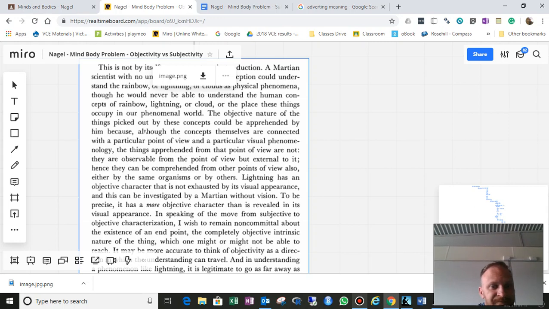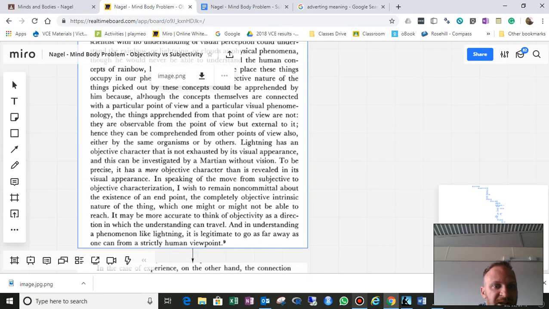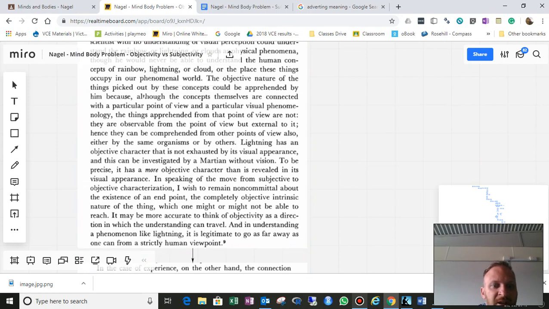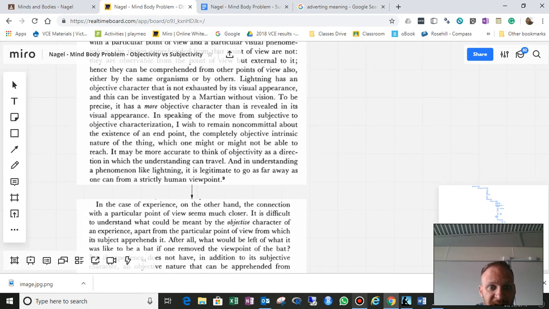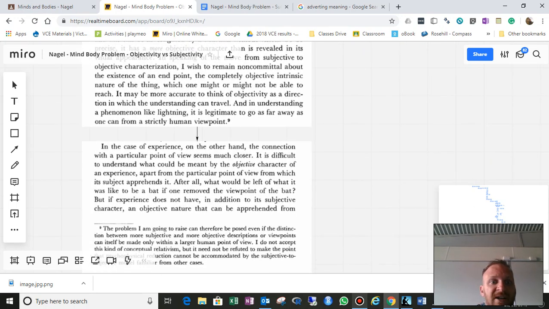In speaking of the move from subjective to objective characterization, I wish to remain non-committal about the existence of an endpoint, the completely objective intrinsic nature of the thing which one might or might not be able to reach. It may be more accurate to think of objectivity as a direction in which the understanding can travel. I go to one side of the pole to understand a phenomenon, and I can find that this phenomenon can be explained easily using objective language and objective accounts. And in understanding a phenomenon like lightning, it is legitimate to go as far as one can from a strictly human viewpoint. Now here we go.